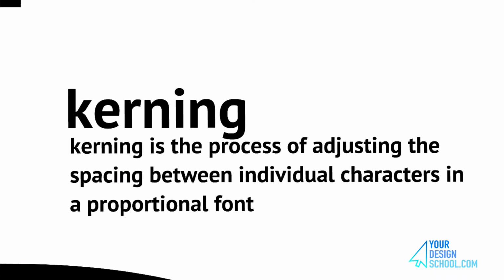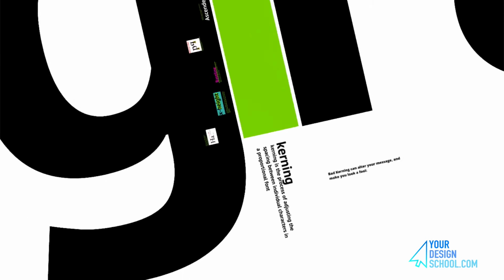And kerning is the space between individual letters. So if I've got the word kerning, the K and the E, I can change the space between the two, and that is kerning. So if I show you here on the presentation, you can see that it's the space between the letters. Bad kerning can cost you your reputation. It can make you look like a complete fool.